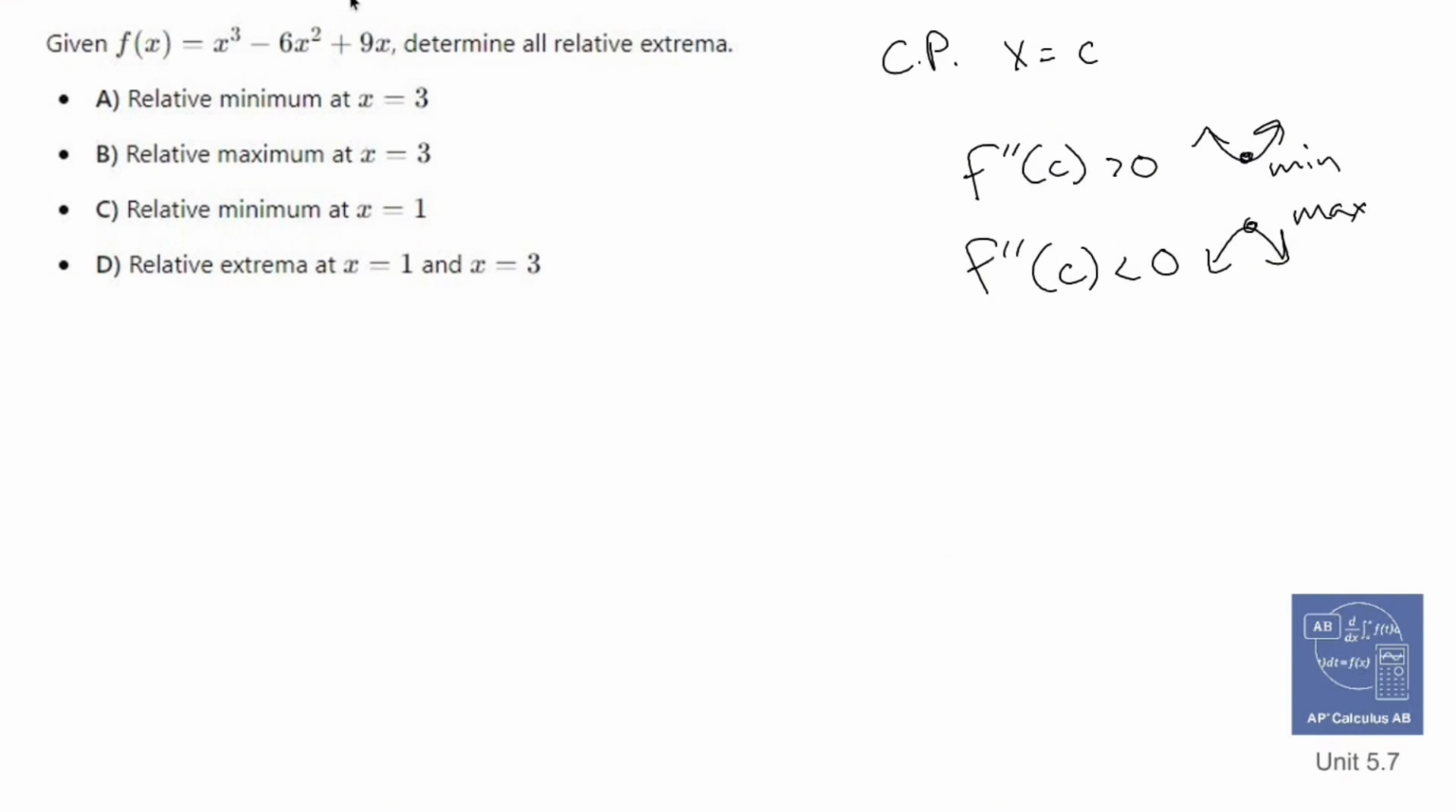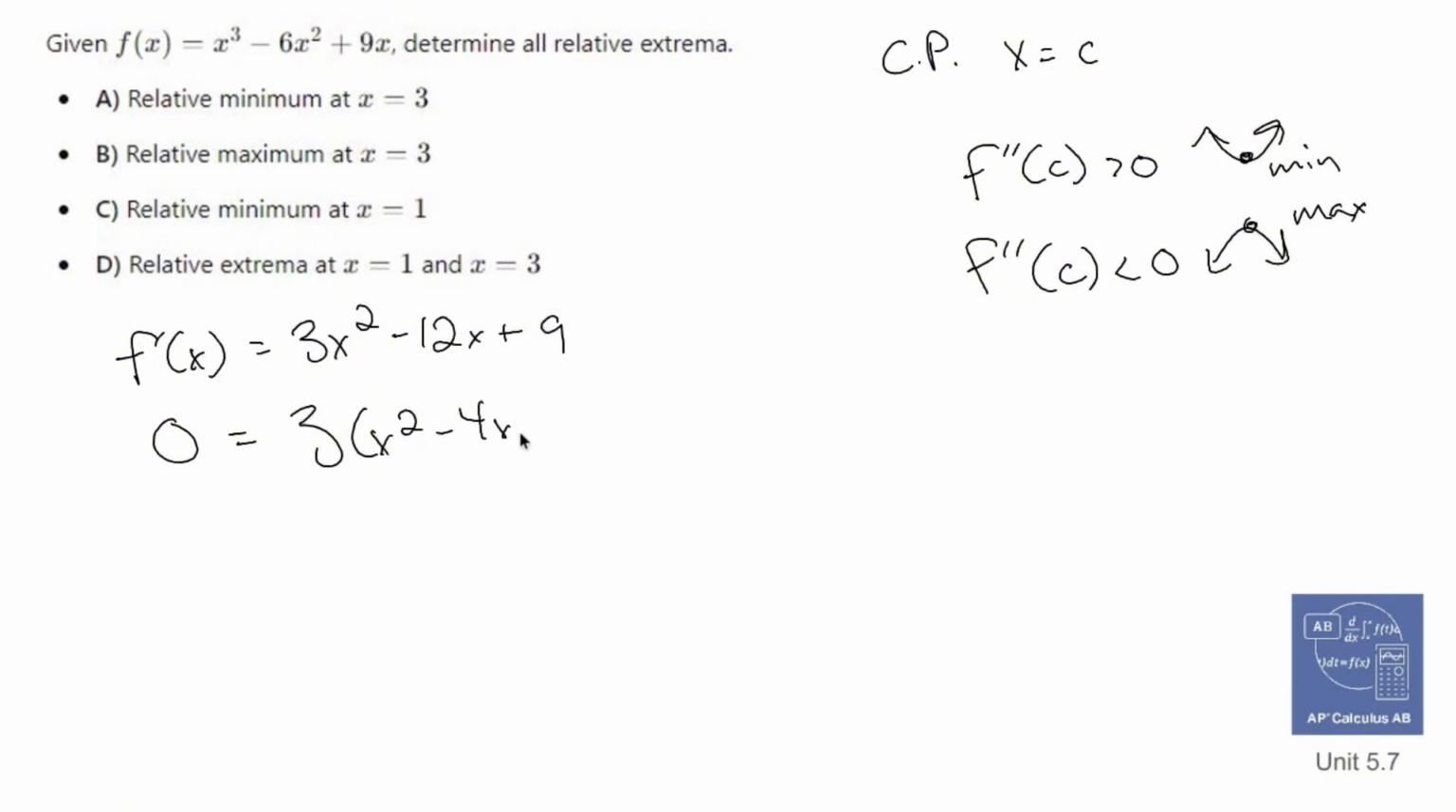All right, so let's take the first derivative and find out my critical points. So f prime of x is going to be 3x squared minus 12x plus 9. Let's set it equal to 0 and pull out a 3, and that's going to be x squared minus 4x plus 3. Factoring this further, I have 3 times x minus 3, x minus 1. So my critical points exist at 3 and 1. Those are my critical points.